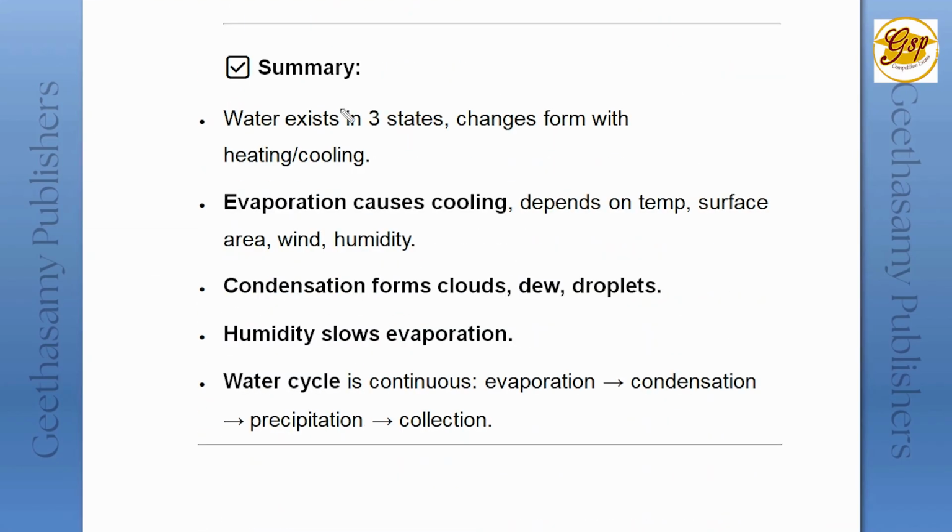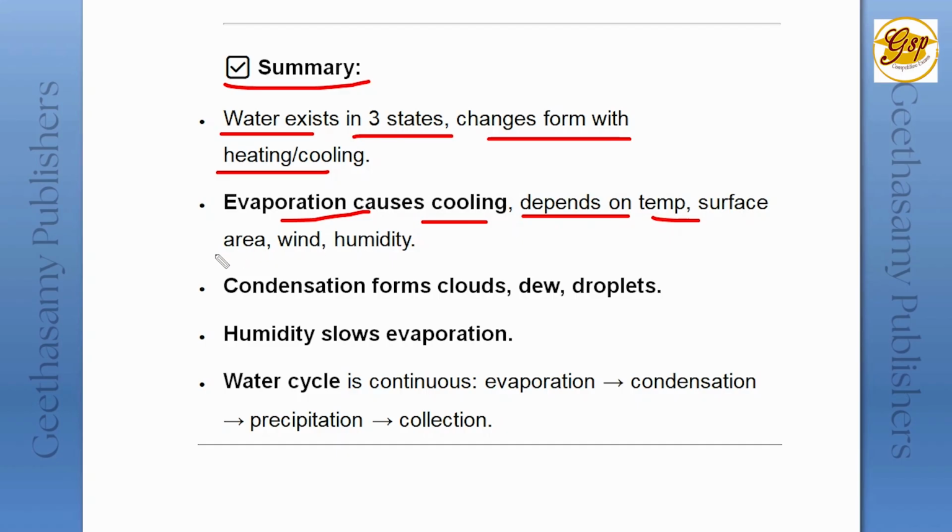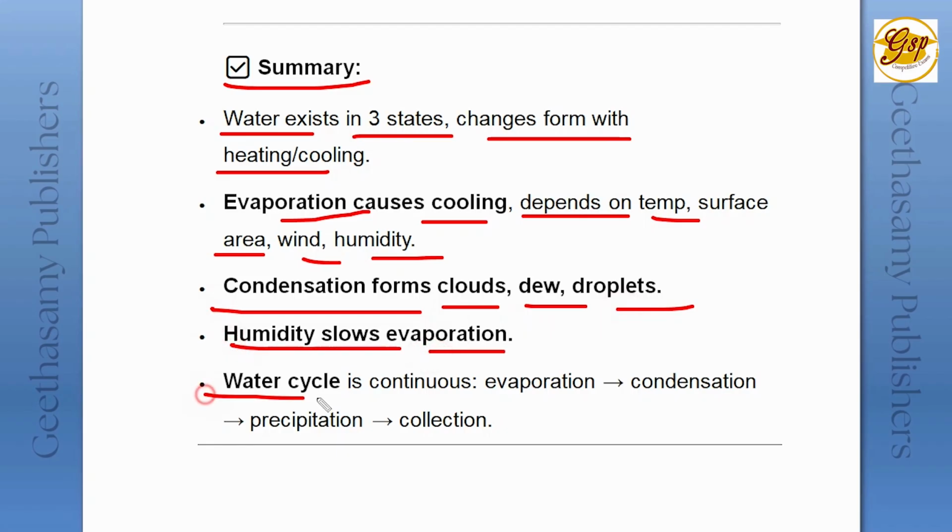And the summary is: water exists in 3 states, and changes with heating and cooling; evaporation causes cooling, and depends upon the temperature, surface area, wind and humidity; condensation forms clouds and dew droplets, and humidity slows evaporation; and the water cycle is continuous, that is evaporation, condensation, precipitation and collection. So this is about it.